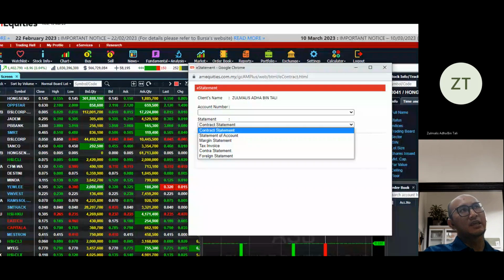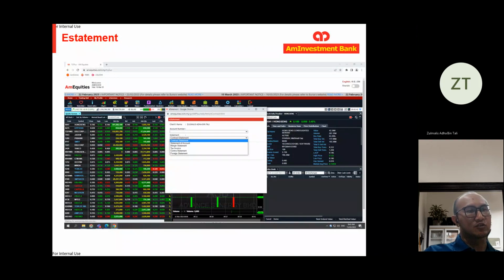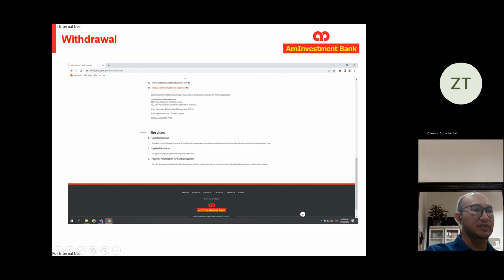If you have a contra transaction, you should see it under the contra statement. It's not under the contract statement, it will be under the contra statement. So there are two different things here, and everything can be downloaded here. In case you don't receive it via email, you can also opt to download it from this link, under e-services, e-statement.